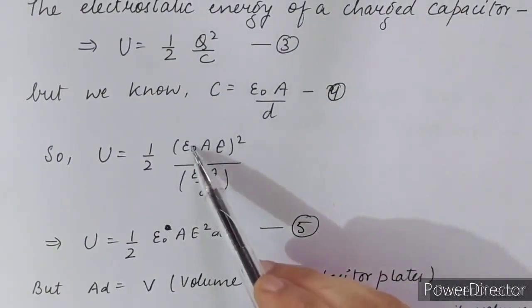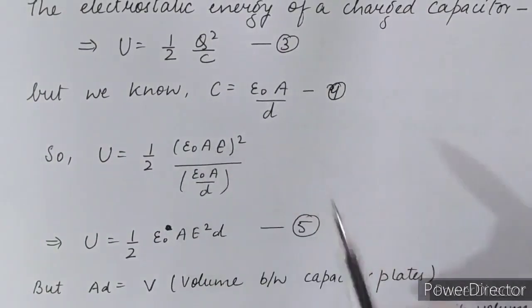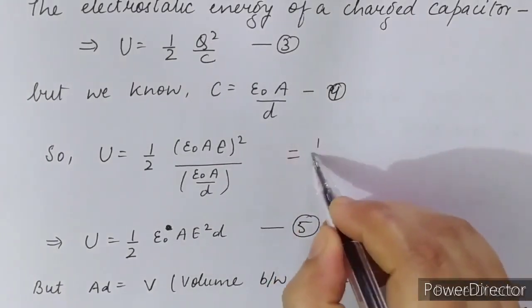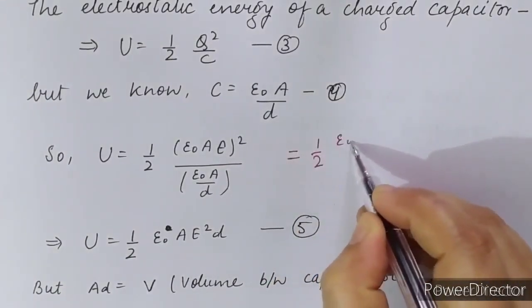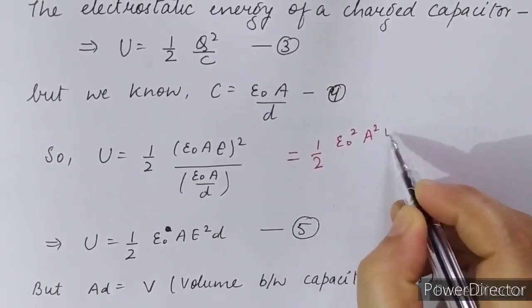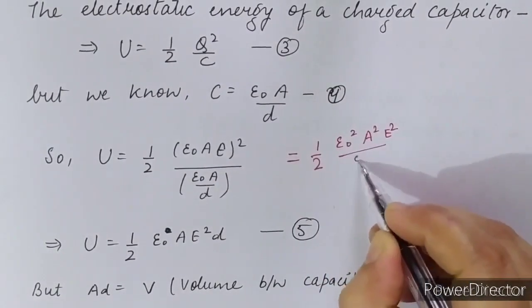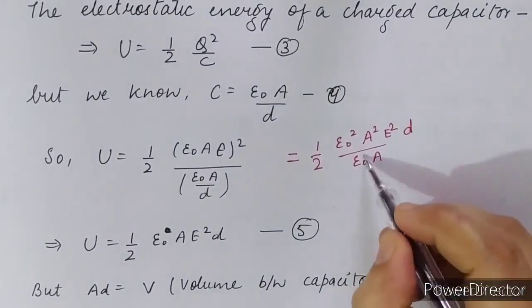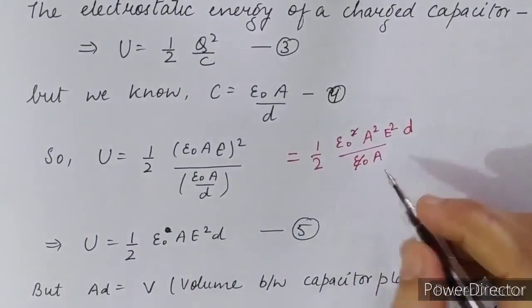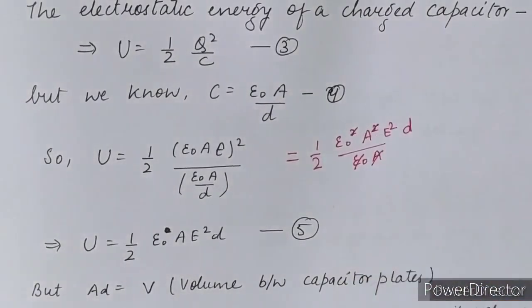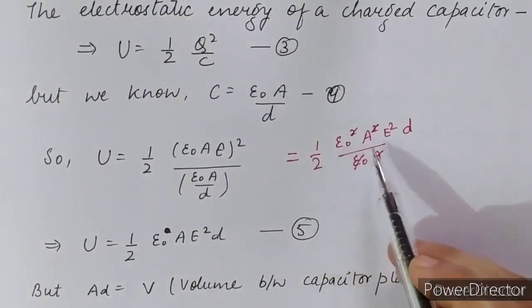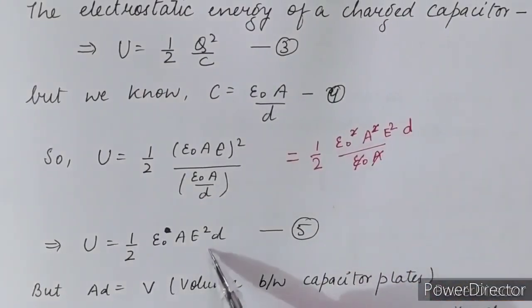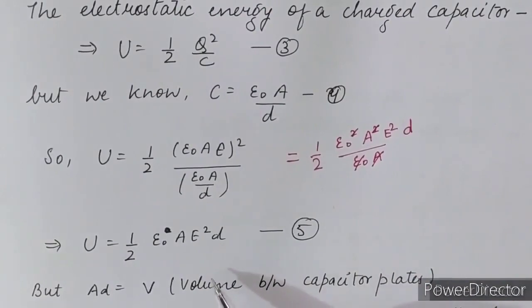Epsilon naught square and epsilon naught cancel out. So half epsilon naught E square A square upon epsilon naught A D. Square cancels out, A cancels out, and we get half epsilon naught A E square D. This is the value of energy stored in a capacitor when an electric field is there.